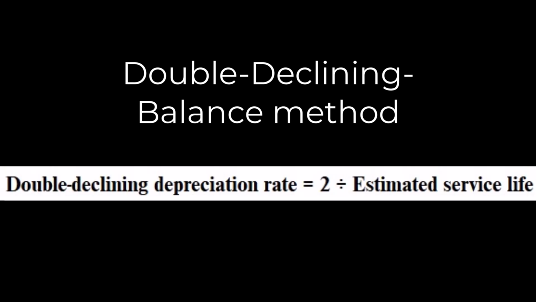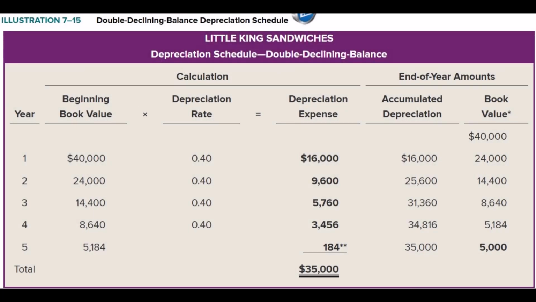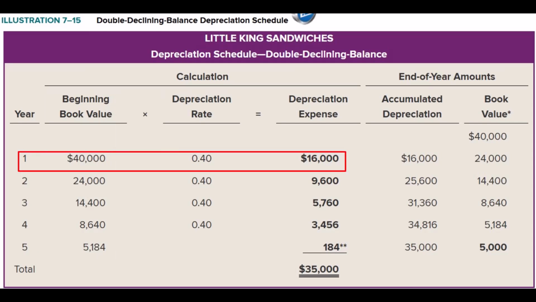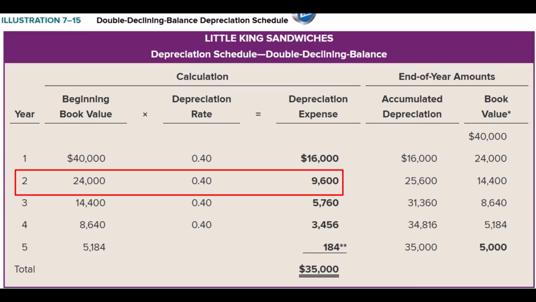Next is the double declining balance method. This is an accelerated method, meaning it records more depreciation in the earlier years of an asset's life. The rate is simply 2 divided by the service life. For a 5-year asset, the rate is 2 divided by 5, which is 40%. Here's the key difference. We multiply the 40% rate by the beginning of year book value, not the depreciable cost. In year 1, we take 40% of the full $40,000 cost for an expense of $16,000. In year 2, we take 40% of the new book value of $24,000, and so on.